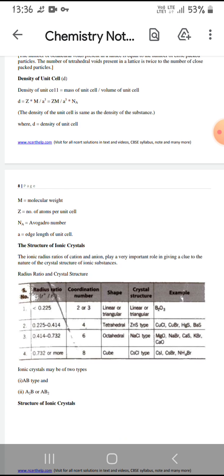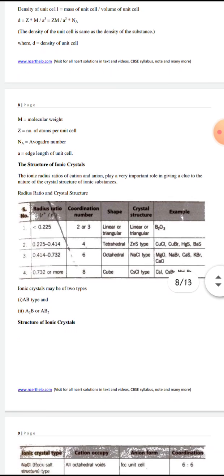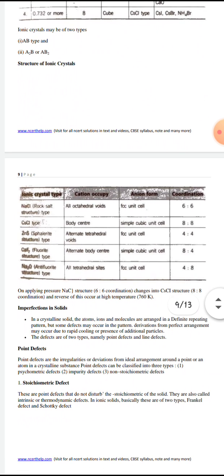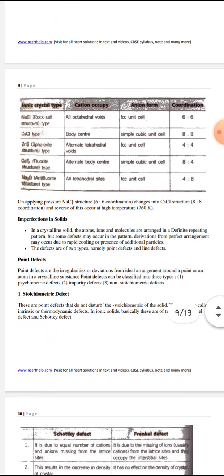The structure of ionic crystals: here you can see the radius ratio of cation and anion plays a very important role in giving a clue to the nature of the crystal structure of an ionic substance. Next is the structure of ionic crystals like this. NaCl has all octahedral voids. CsCl, that is cesium chloride, has a body-centered arrangement, with the cation at the body center and the anions in a simple cubic arrangement. And next is ZnS, which has alternate tetrahedral voids. The fluorite structure has a body-centered arrangement with a simple cubic unit cell. And Na2O has all tetrahedral voids.